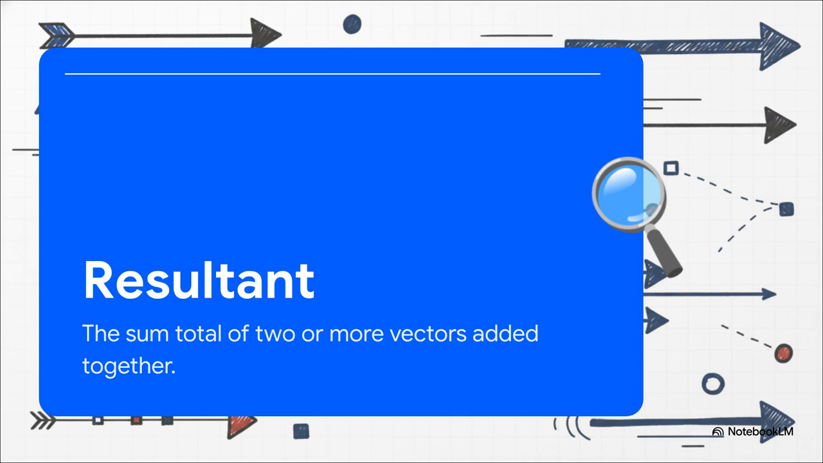In physics, we call this the resultant. The resultant is the sum total of two or more vectors added together. And here's exactly how you draw it. You start at the very beginning, the tail of your first vector, and you draw a line finishing exactly at the end, the head of your final vector. Because of this, the resultant is the only line in your entire diagram that touches tail to tail at the start and head to head at the finish.